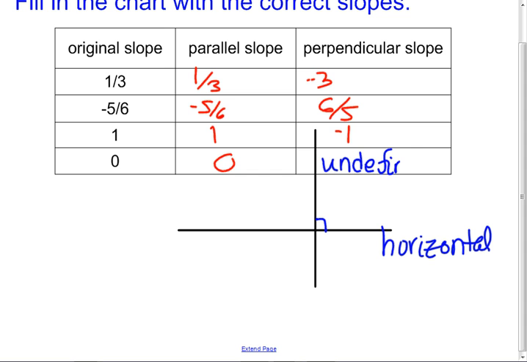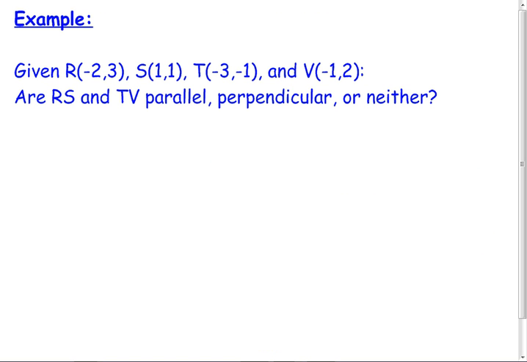That one's vertical. That's the tricky one. Given a vertical line, you want a perpendicular, the slope will be 0. Okay, so this looks confusing when I see all that, and that's what the homework looks like.